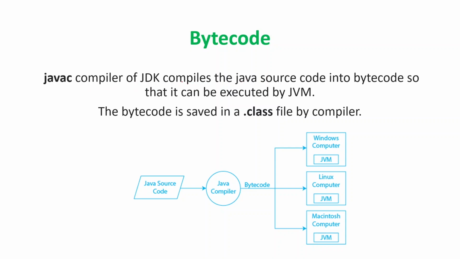The javac compiler of the JDK compiles Java source code into bytecode so that it can be executed by the JVM. The Java Development Kit we need to install inside our computer. Then by typing javac, then the file name, file.java, it will convert this into bytecode. Now we have this bytecode. Then we can run this bytecode inside any computer, right? So you can identify this bytecode with the .class file extension.